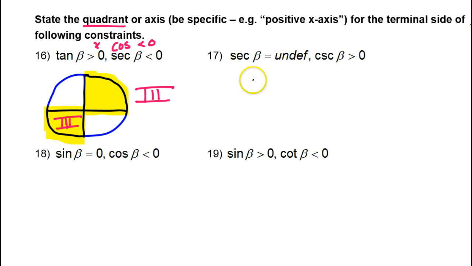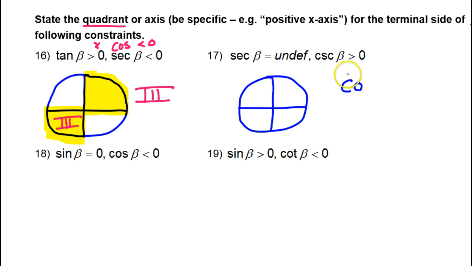Okay, let's do that again for number 17. Now, the first piece of information is that the secant is undefined. Again, secant is the reciprocal of the cosine function. So we're talking about the secant of beta being undefined. That's going to be the reciprocal of cosine, so that's 1 over the cosine of beta. So where is this undefined? Well, this will be undefined if the cosine is 0.